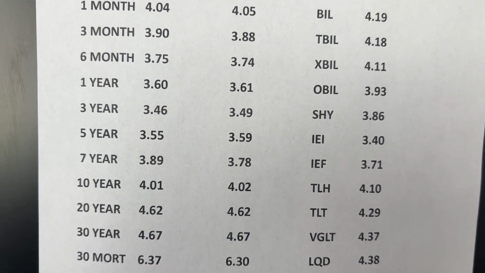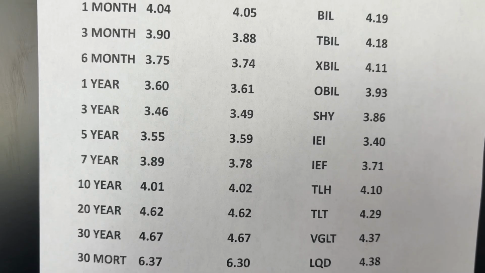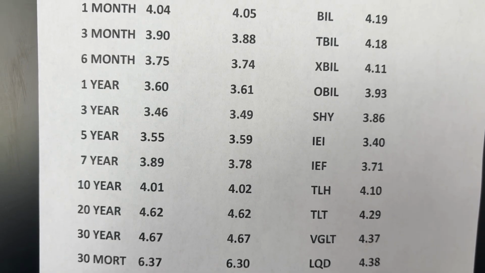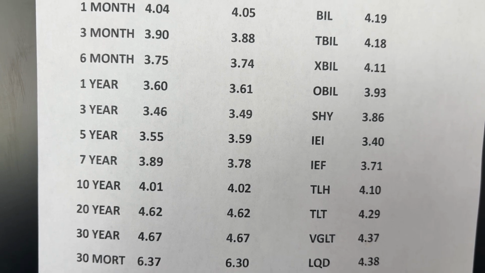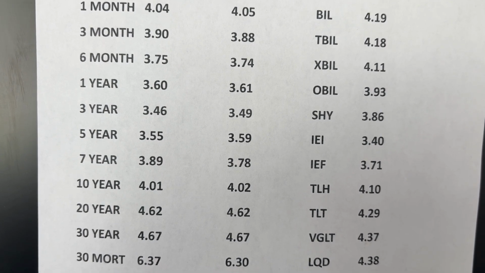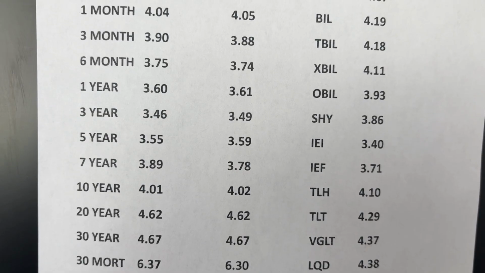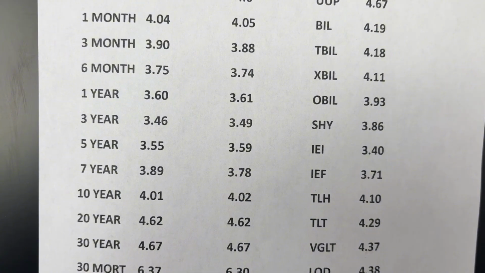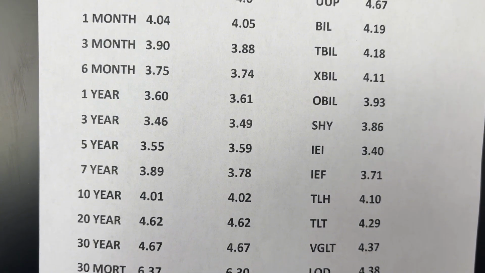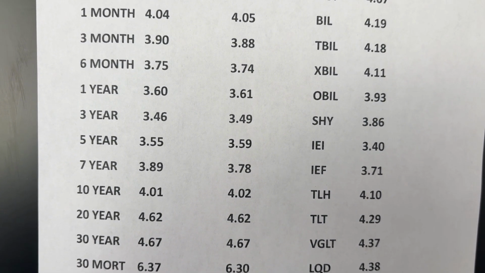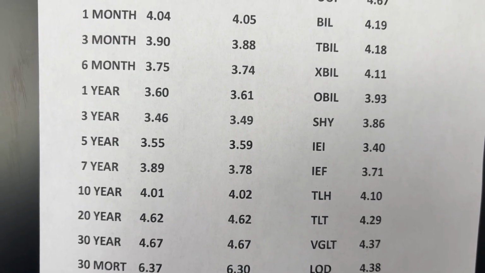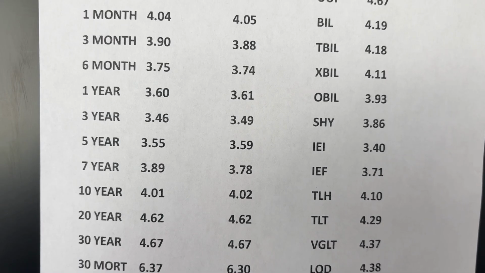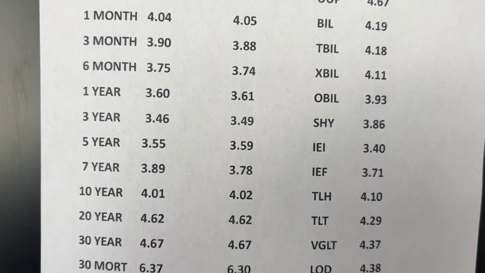So we can see that these ETFs rise and fall as does the rate of return on Treasury bills. Now, why does the Treasury bill change like it does? Well, because of market factors. In a so-called normal market, we would expect to see a steady progression of higher interest rates from a short period of time to a long period of time. But as we can see, the 1 month yields 4.04 and the 5-year yields 3.55. Why? Well, because of market conditions.